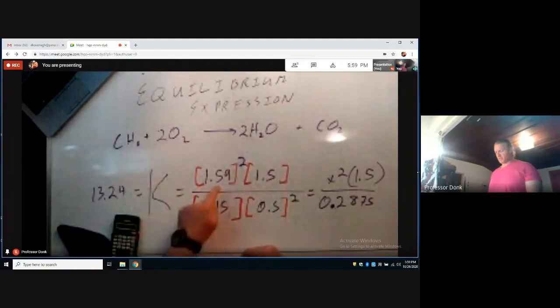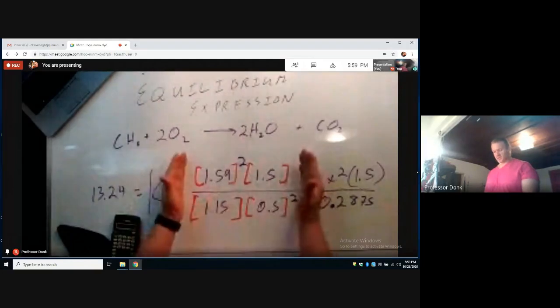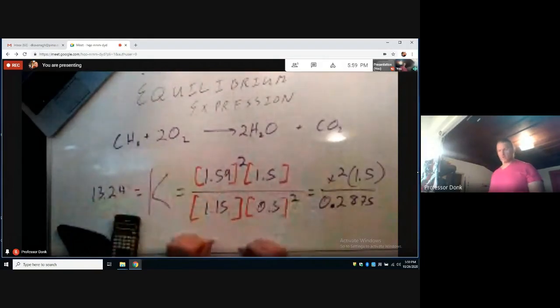A great way to double check your answer, because of the multiplication, division, and square roots, is just to plug it back in, because this right here should equal 13.24, close there too.